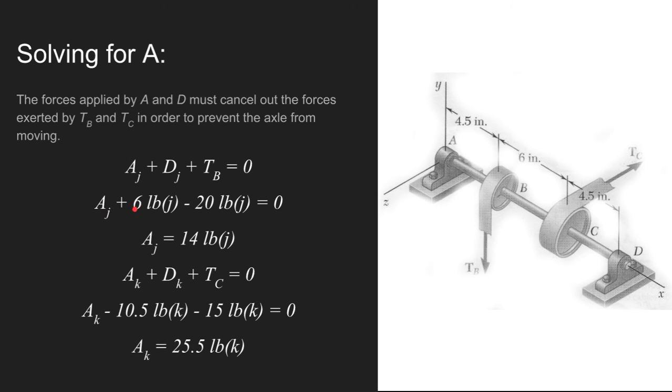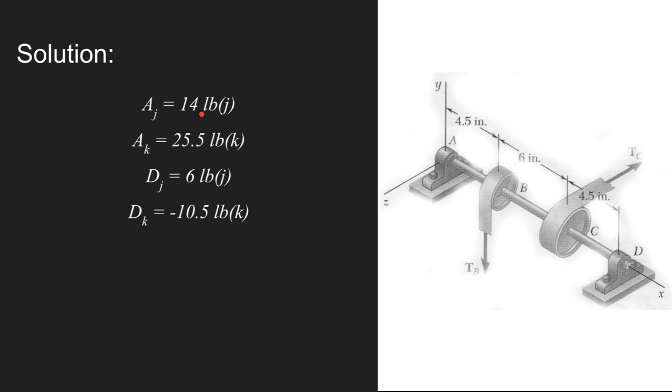So, DJ is 6 pounds and TB is negative 20 pounds. So that gives us A in the J direction as being 14 pounds. And D in the K direction is negative 10.5 pounds, and TC is negative 15 pounds in the K direction. And so AK must equal 25.5 pounds in the K direction in order to satisfy this equation. And so now we have our solution.